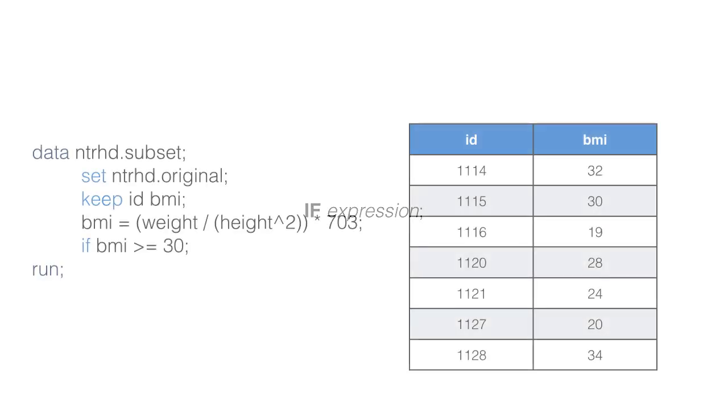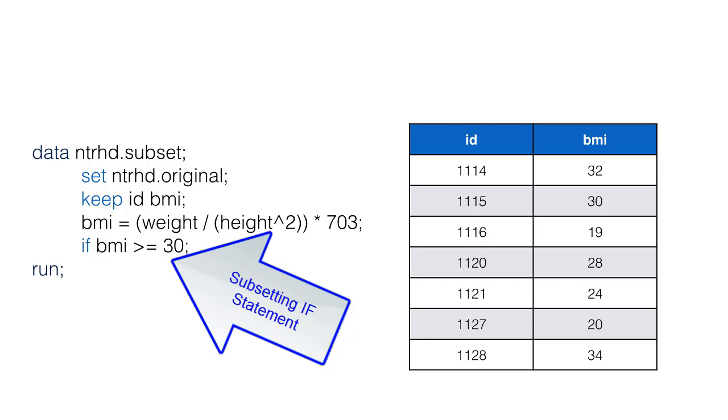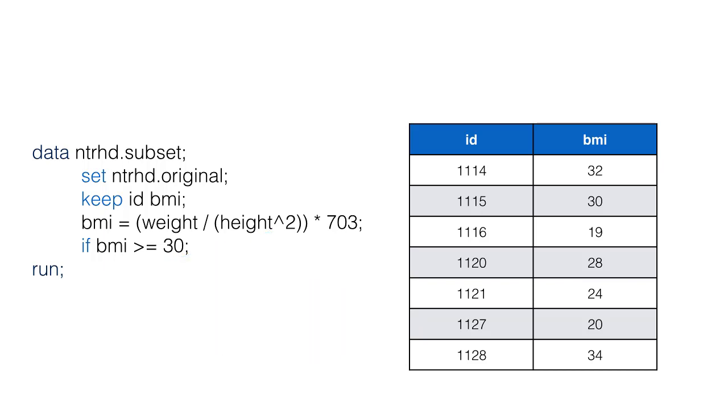To subset observations based on the value of a variable you create, you can use the subsetting IF statement. The syntax for a subsetting IF statement is just the keyword if followed by an expression that you want to evaluate. Now you can use the subsetting IF statement to select observations where BMI is greater than or equal to 30. Just remember that although the if expression functions much like a where expression, you cannot use the special where operators in if expressions.